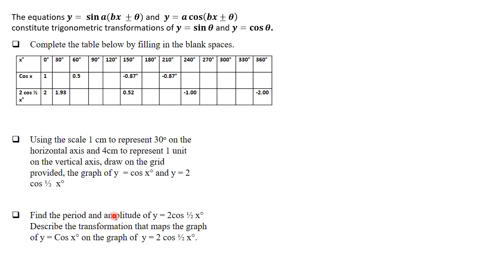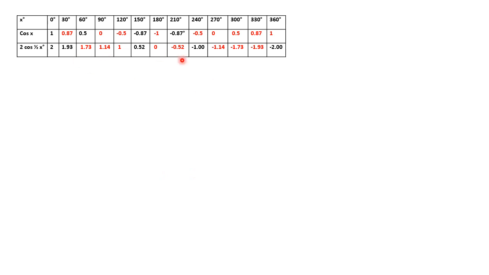Look for period and amplitude of this second one, because the first one is always obvious. And then we use the transformation, describe the transformation that maps the first one onto the second one. Let's tackle that question very fast. We draw the table and put the values. I put the ones that should be filled that were not given or provided for us. I filled them in red, so you can compare with yours.